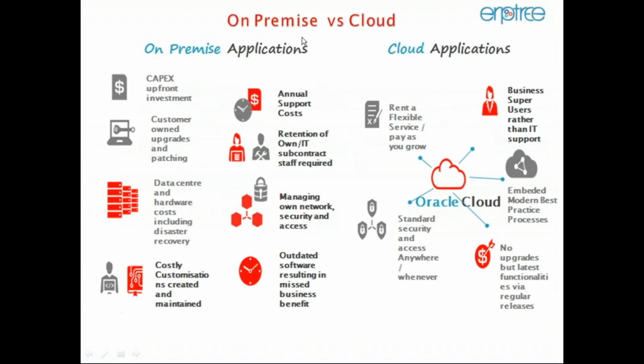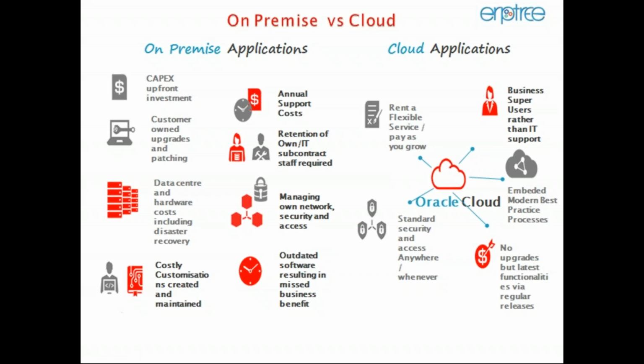And you could see the difference between on-premise and cloud. If you look at on-premise applications, these are the points you have to consider. CapEx is an upfront investment. When you go with this Oracle implementation and use on-premise, you have to invest a lot in server infrastructure. But in case of cloud applications, the benefit is a rented, flexible service: pay as you grow. You don't need to buy any server infrastructure.